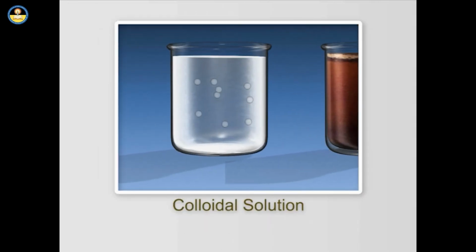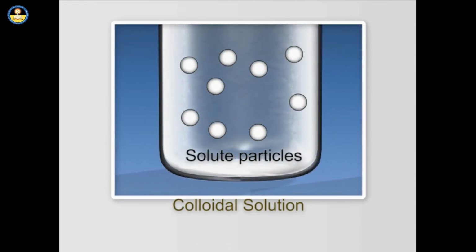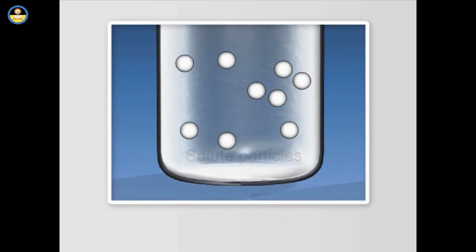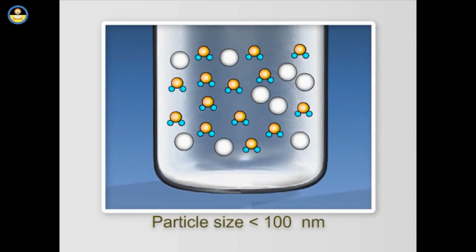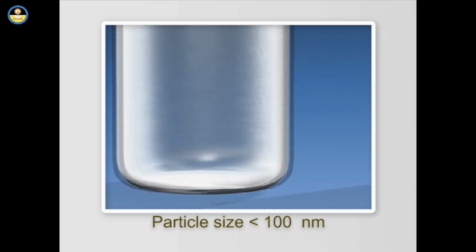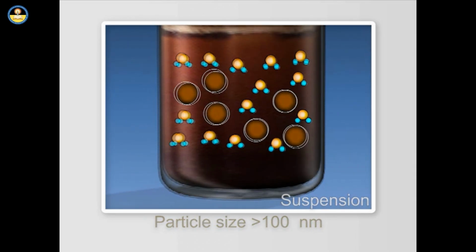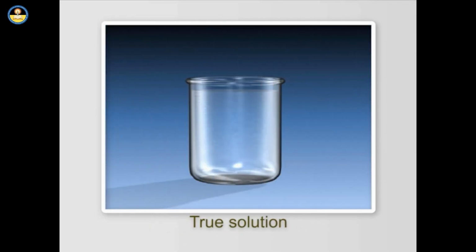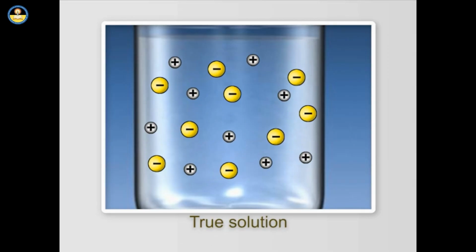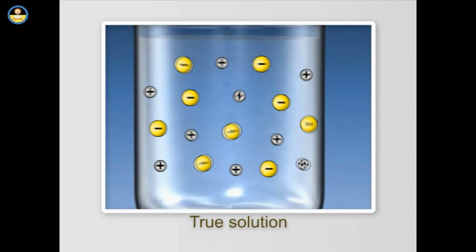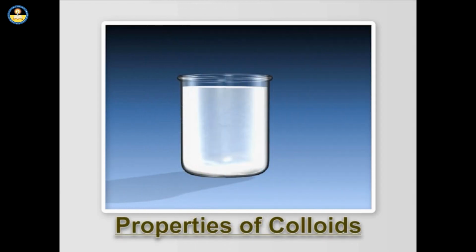A colloidal solution consists of small solute particles spread evenly in the solvent. The size of the particles in colloidal solutions is much smaller than the size of the particles in suspensions. True solution is defined as a mixture of particles of solute evenly spread throughout the solvent. Dispersing medium. Properties of colloids.